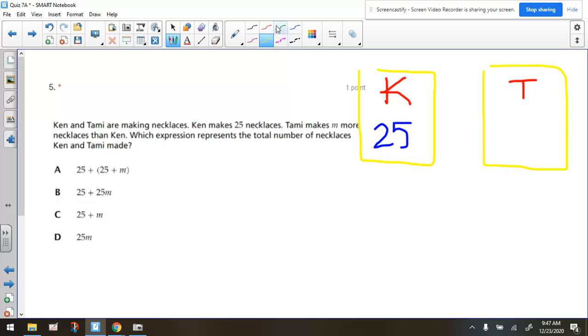All right, now it does say which expression represents the total number of necklaces Ken and Tammy made. So you're going to have an expression for Tammy, and to get the total necklaces that both of them made, you have to add that to this, right? So look in the lineup and pick the one that you think will work.